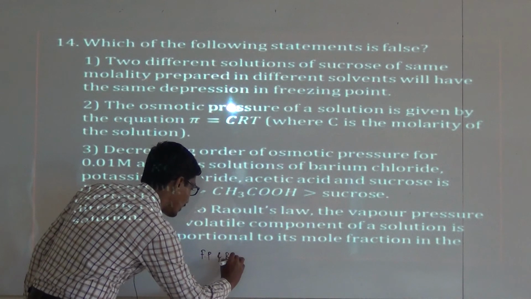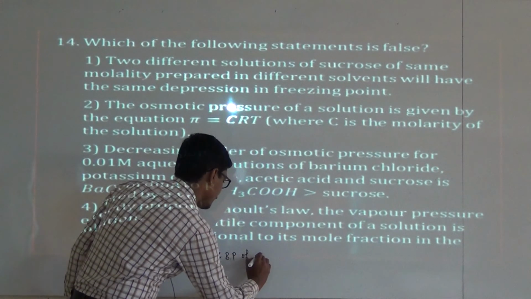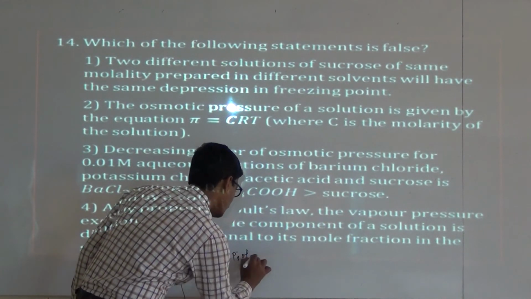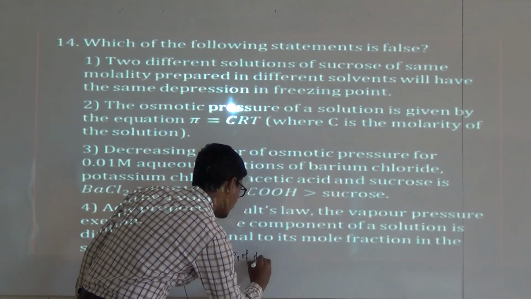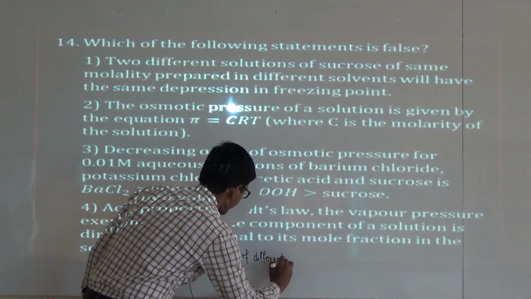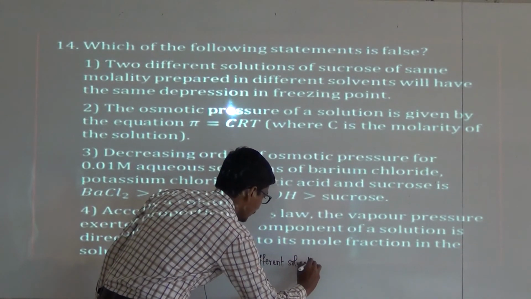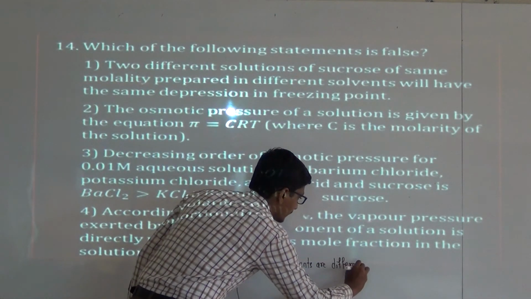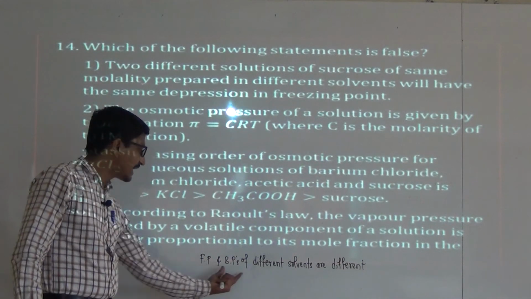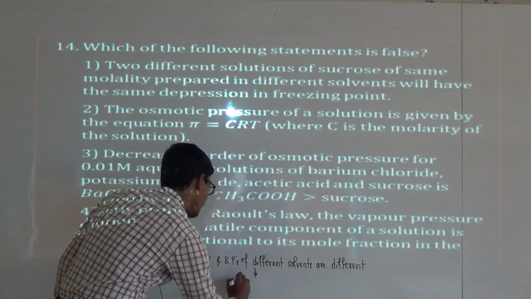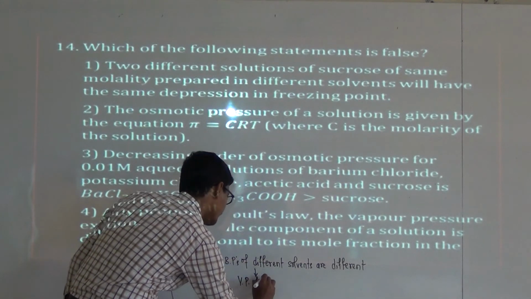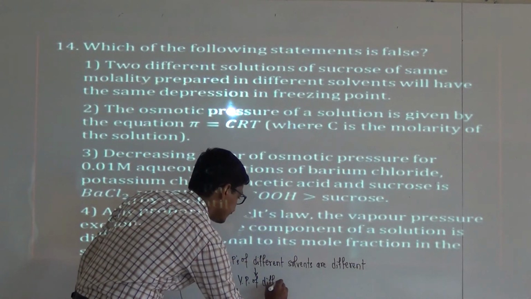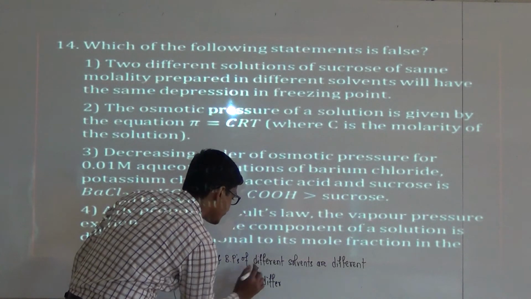Freezing points and boiling points of different solvents are different. Different solvents have different freezing as well as boiling points. This is due to the vapor pressure of different solvents; different solvents have different vapor pressure.